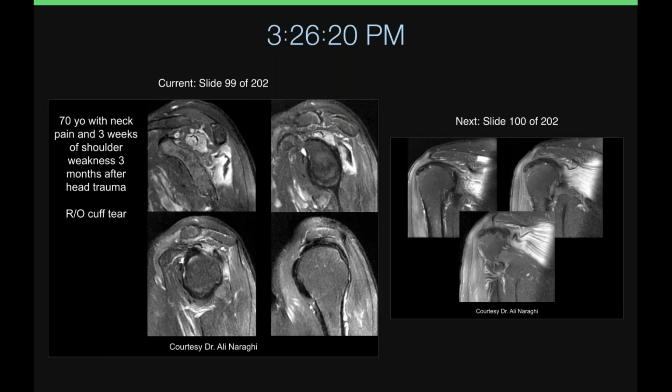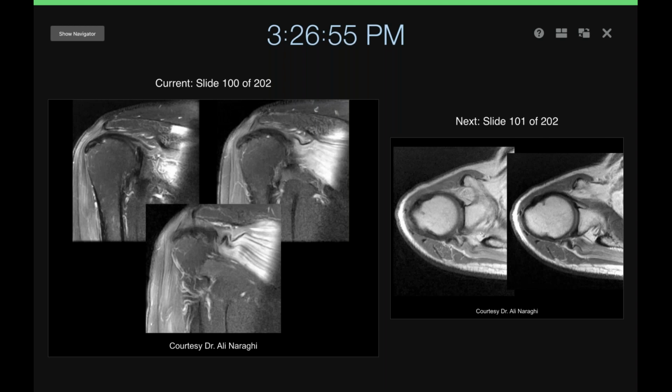Okay. Shiv, what do you think of this case? Okay, 70-year-old with neck pain for 3 weeks, shoulder weakness 3 months after head trauma, rule out cuff tear. So I see a significant amount of edema within the, looks like the infraspinatus, and I think that maybe there's a retracted tendon there. It's hard to tell, but we certainly see a lot of edema within the supra and infraspinatus muscles.